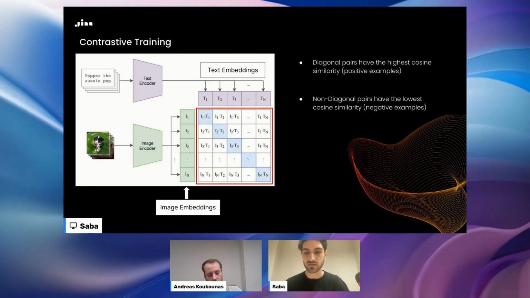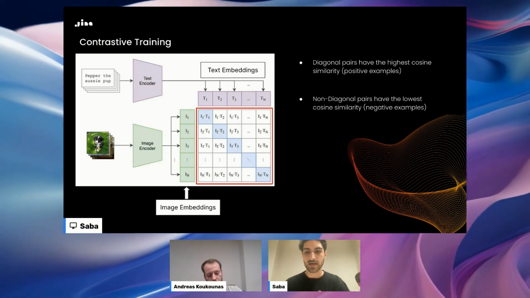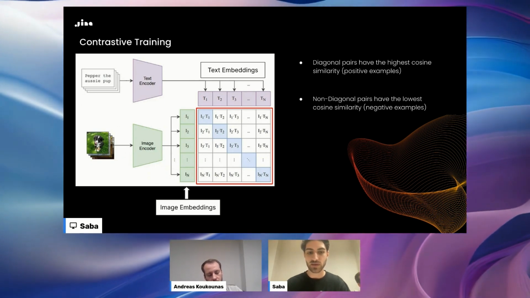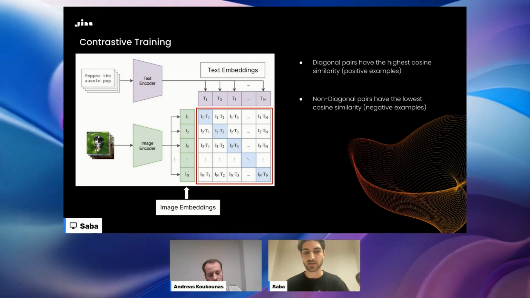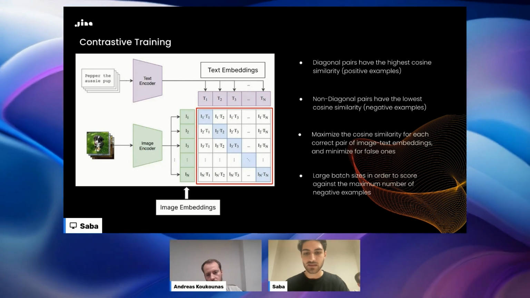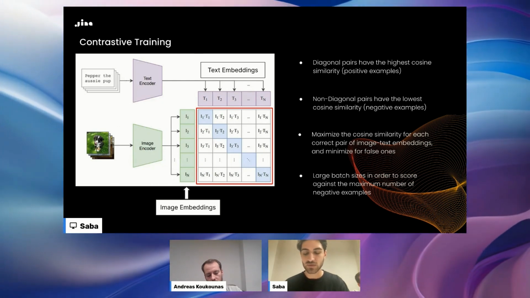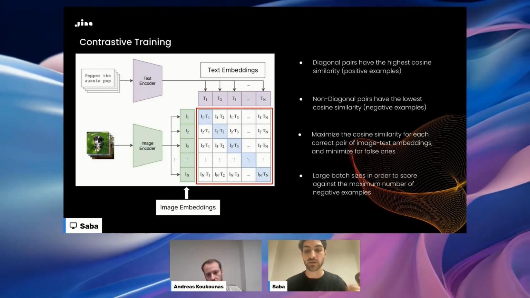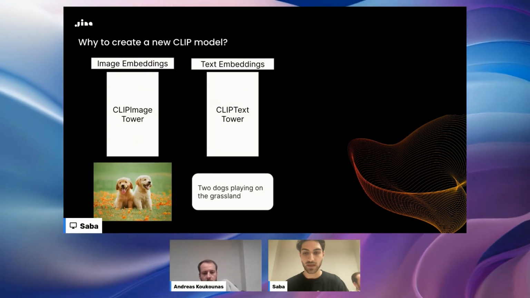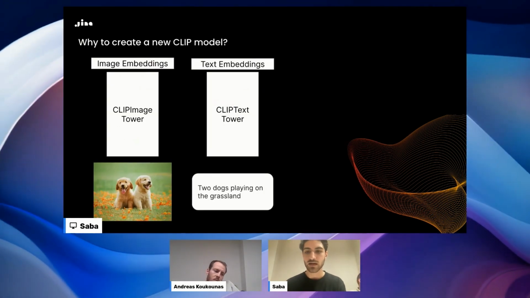Basically, CLIP learns the relationship between text and images by contrasting these positive and negative examples. And the bigger the batch, the more positive examples we have, and the more negative examples we have. So it's usually better to have a big batch. Okay, so that's how CLIP is trained.